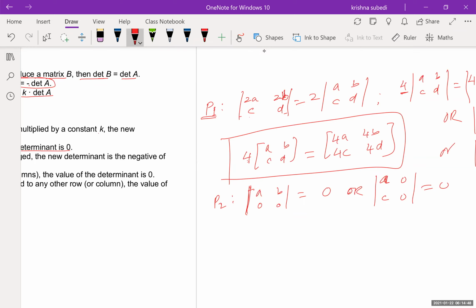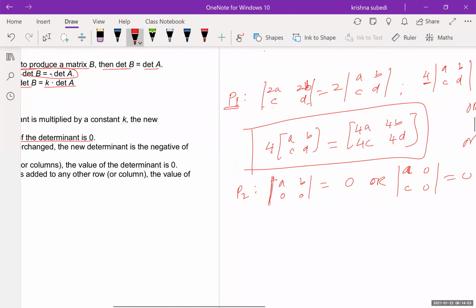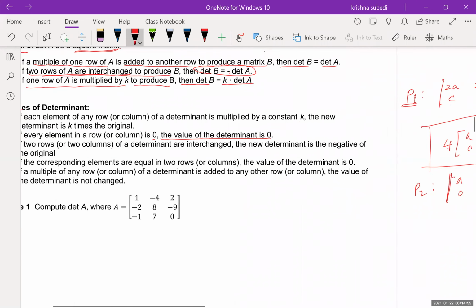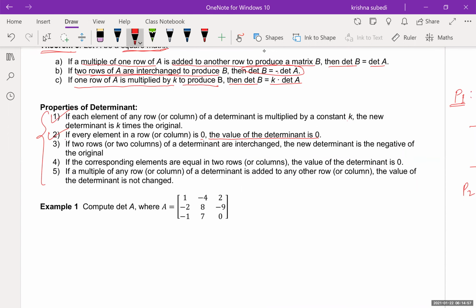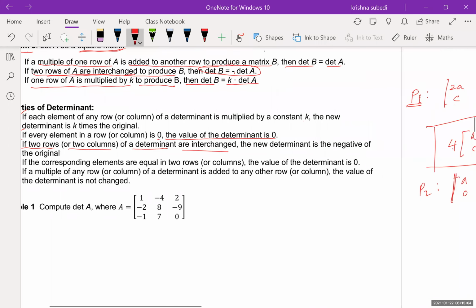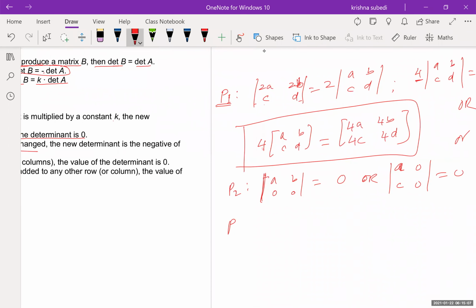If you notice, all the zeros in either any row or any column, the determinant will be 0. That's property number 2. Property number 3. If 2 rows or 2 columns of a determinant are interchanged, the new determinant is the negative of the original one. What it means is, suppose we have A, B, C, D. And if you want to interchange that, which means let's say C, D, and A, B, you must write minus.